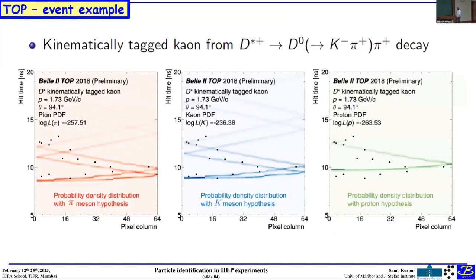And this is now one example of a pattern measured with three different likelihood hypotheses. These are the hits in this x and time domain, the black dots. If it was a pion, we expect this. If it's a kaon, we expect this, which nicely matches. And if it's a proton, we expect this, not so nicely. So the likelihood is the highest, of course not in absolute value because it's negative, but the highest value. So this was the kaon, and it was selected kinematically from the procedure as described before.